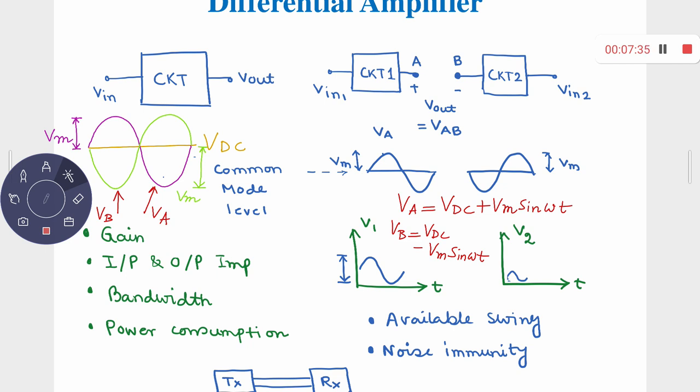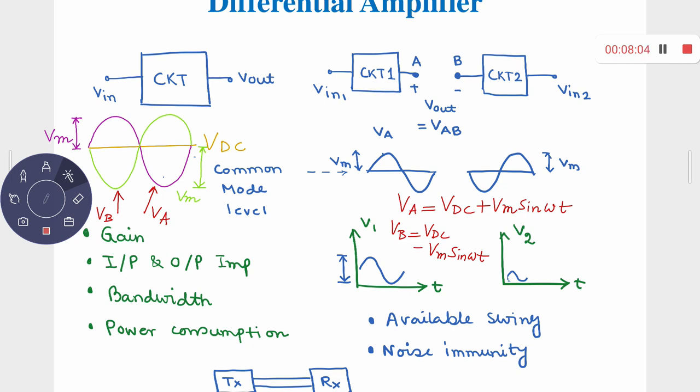Now, for that to happen, these two conditions must hold. What are those two conditions? The first condition is that both of them must lie on a fixed DC level. It's not like VDC 1 and VDC 2, they should be the same. And the second thing is that the fluctuation with respect to this constant level is equal and opposite. If I have VM sin omega t, the other one should be minus VM sin omega t. It's not like VM 1, VM 2. Equal and opposite expression. That is the basic idea of the differential signal, and hopefully you have already covered this in your electronic circuits course.